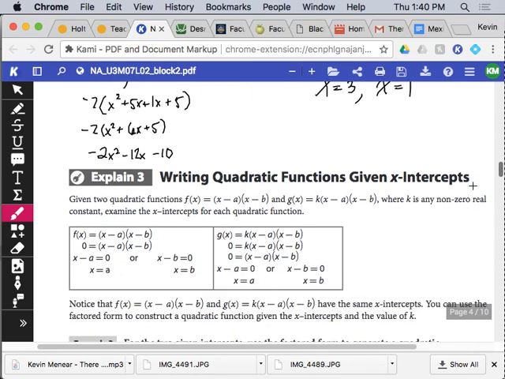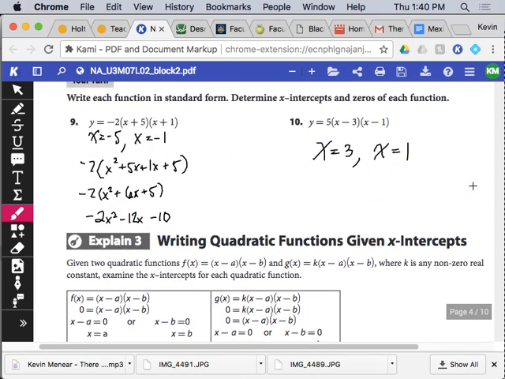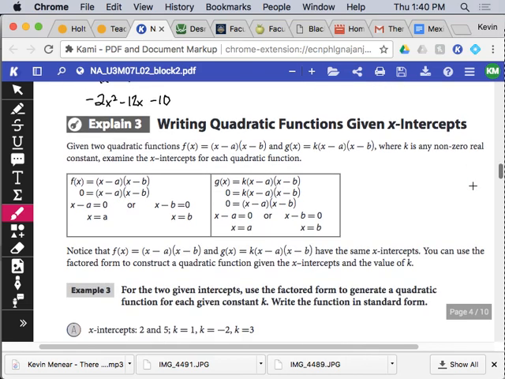Now, next part. Writing quadratic functions. So you have to think that these are backwards. You kind of gotta flip it. And we're gonna see why that's the case a little bit later. Right now we're more concerned about actually being able to graph them, less about what the zeros are algebraically. Okay, so writing quadratic functions given x-intercepts.